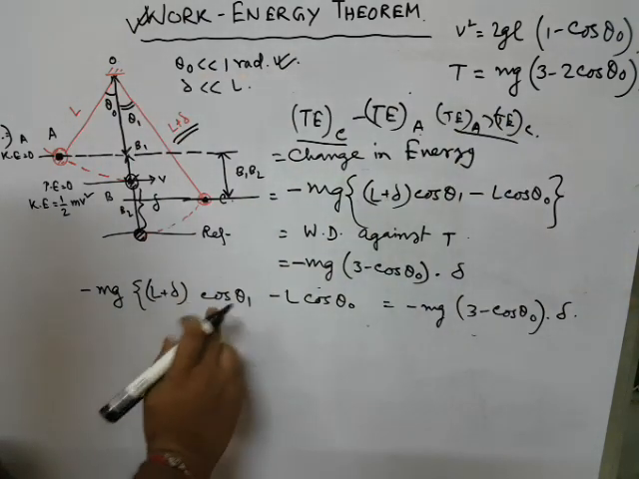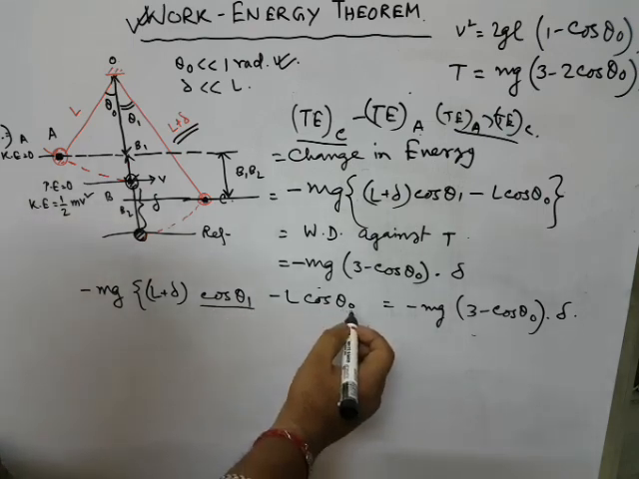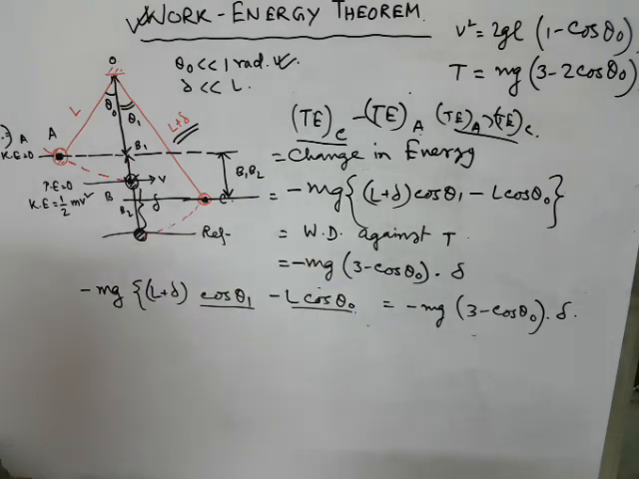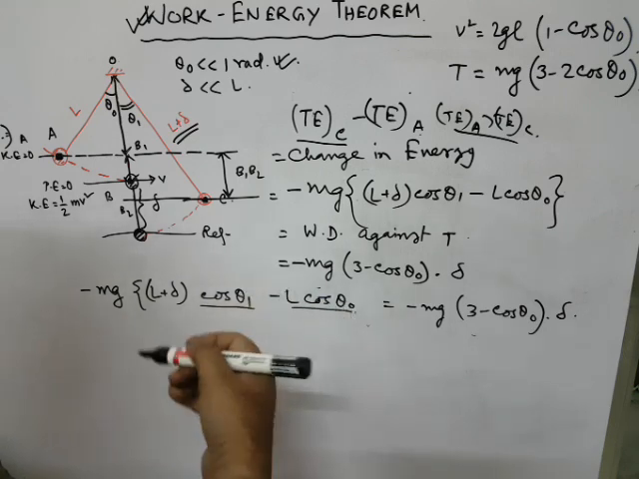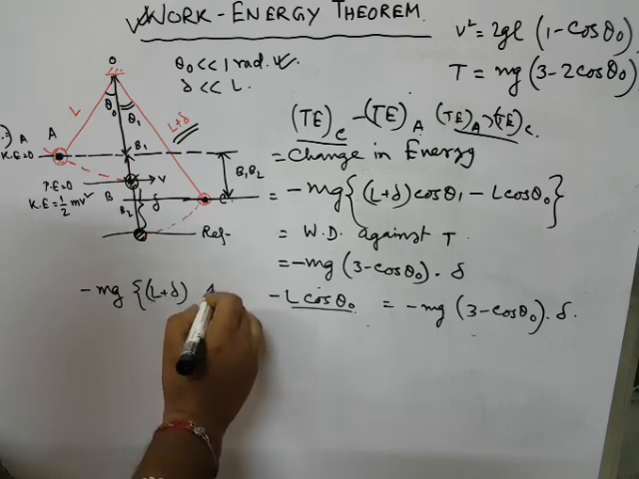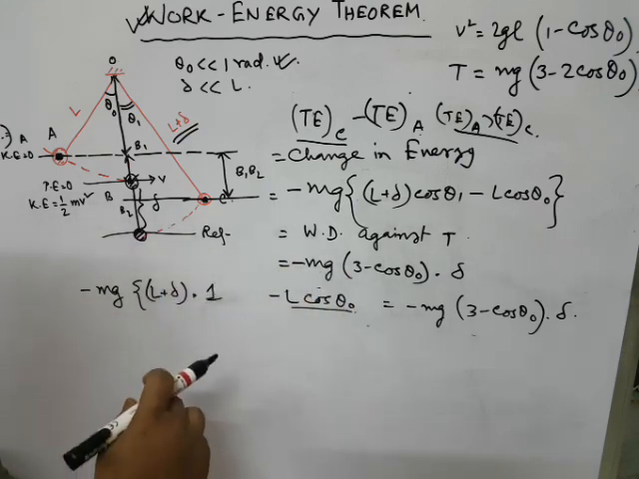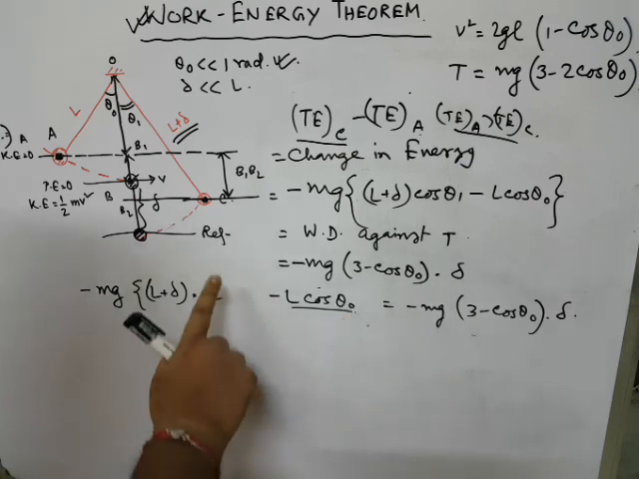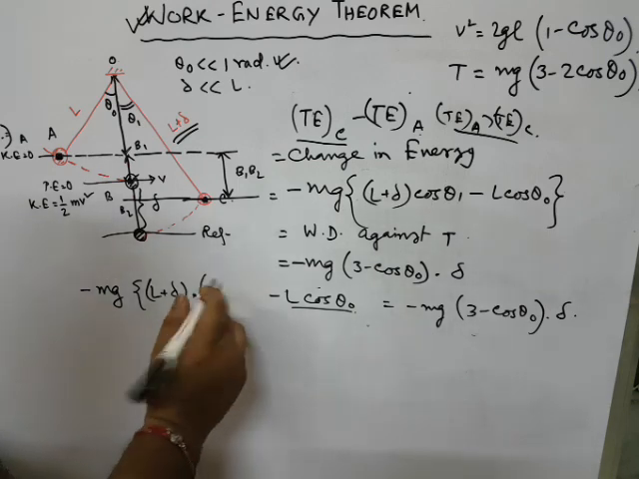So what is this cos theta 1? The values of theta 0 and theta 1 are very small, so we can consider cos theta 1 as 1 and cos theta 0 as 1. But if we replace cos theta 1 with 1, all the theta 1 and theta 0 terms will be eliminated, so we will not get any relationship between theta 0 and theta 1. So we just need to convert it.